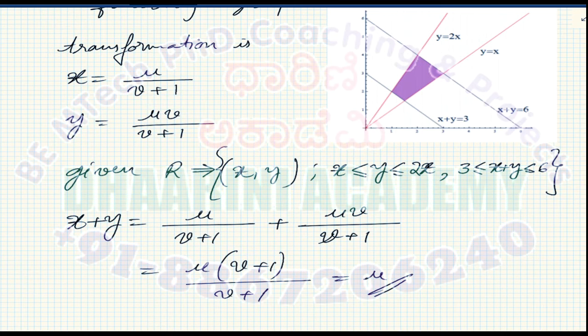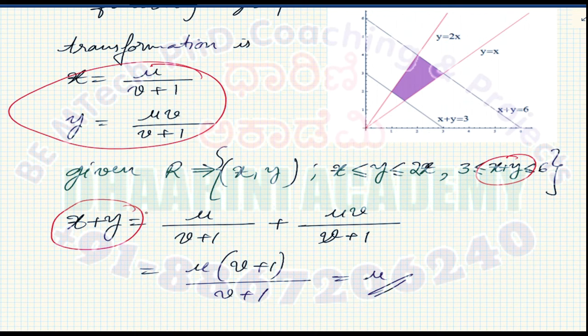So there will be some trick for each problem. It's not common. In this case, we are lucky that this worked, right? So I saw the x plus y there and I know that x plus y is given. Simply I added up, right? Which resulted in u, which indicates I can replace this as u in my problem. Okay, so that's the first thing.